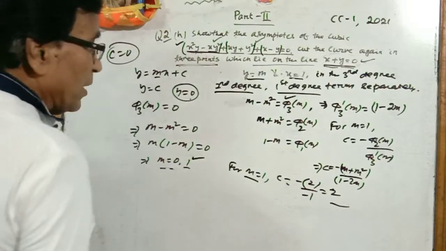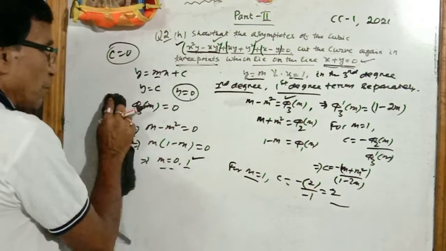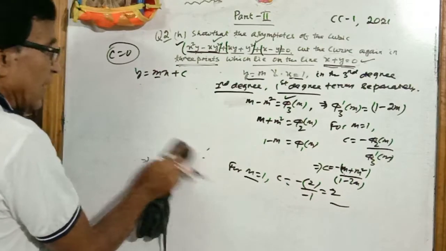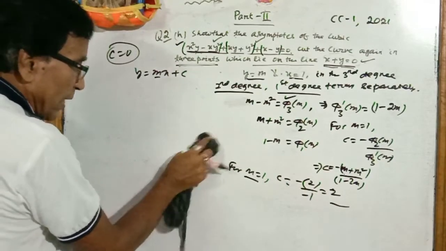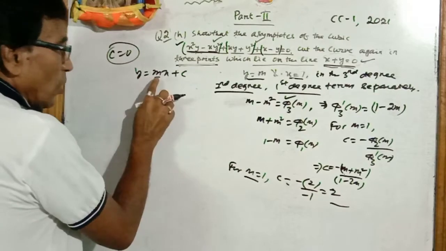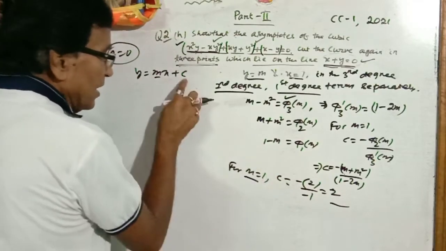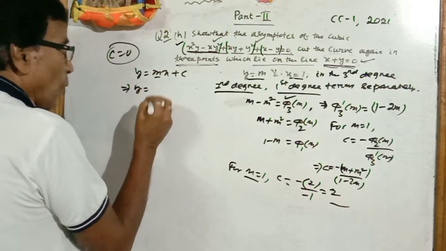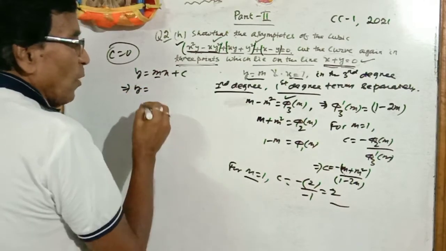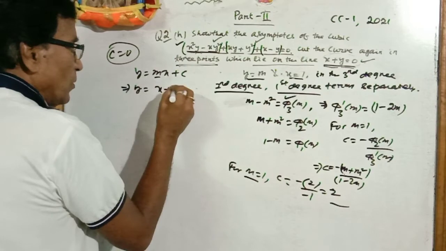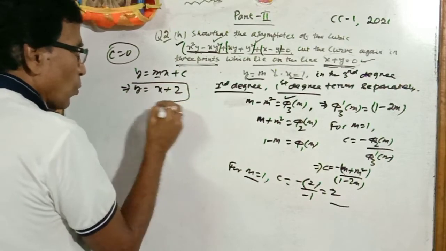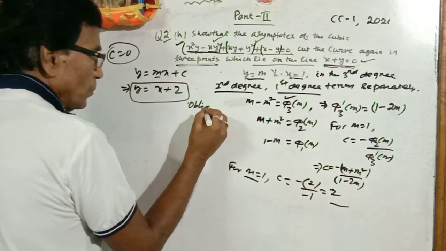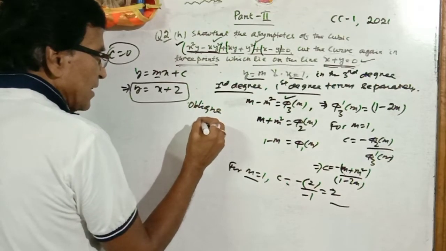So the equation of the oblique asymptote is obtained when you substitute the values of m and c. Then only we can get the oblique asymptote. So on putting m is equal to 1 and c is equal to 2, we are getting the oblique asymptote as y is equal to x plus 2. This is the oblique asymptote.